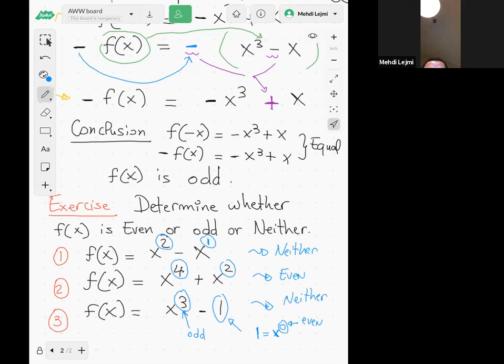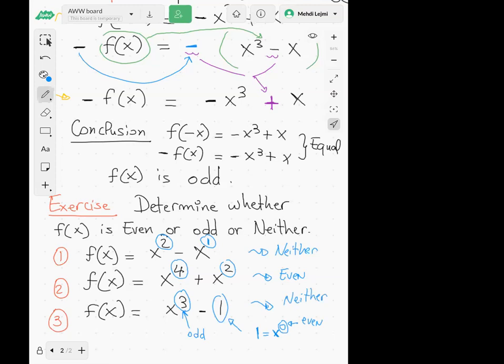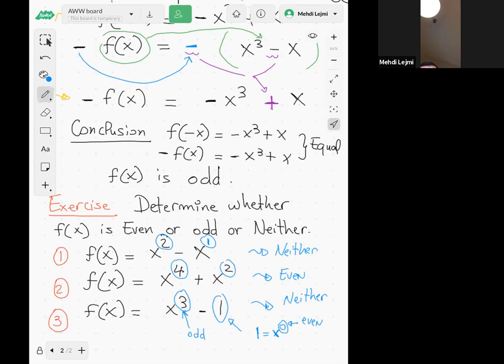How is number 2 even if you said that if the powers are mixed, it is neither? No, in number 2, 4 and 2 are both even, right? So if all the powers are even, then the function is even. If all of the powers are odd, then the function is odd. But if it's a mixture of even and odd, then it's neither.